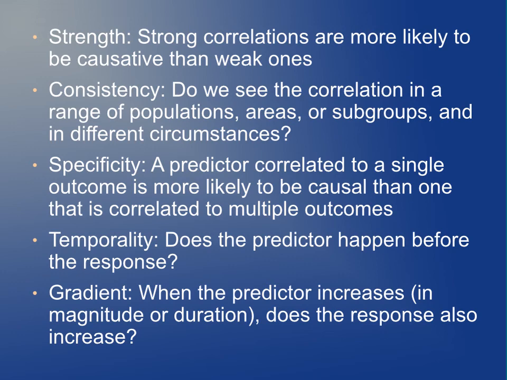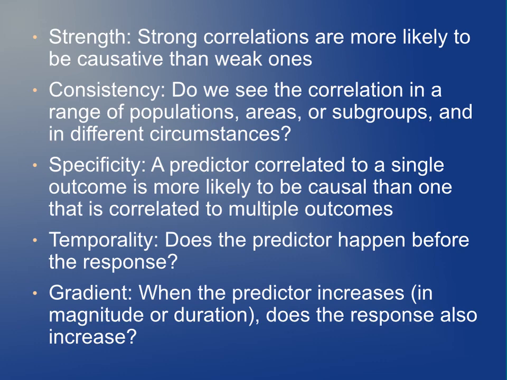Second criterion is consistency. Do you see the same correlation in a range of populations, areas, subgroups, different circumstances? The association between smoking and lung cancer has been found in every country, every culture where it's been studied. It's consistent among racial groups, consistent among socioeconomic groups. Any sort of possible subset, you see the same result, increasing our confidence.